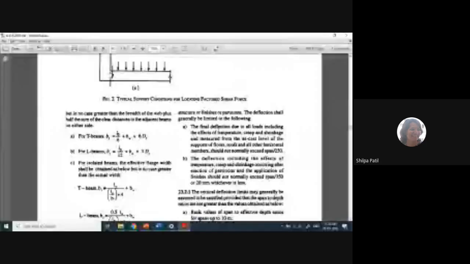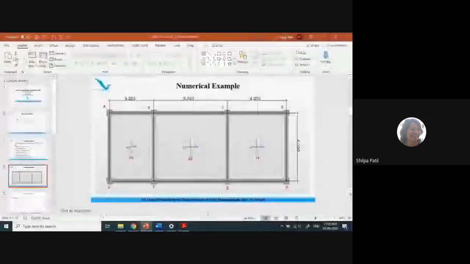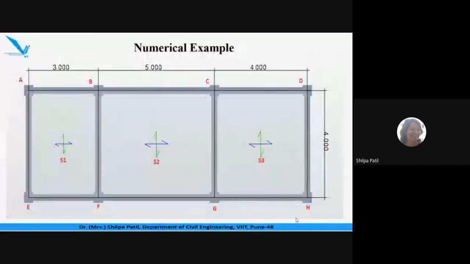Now, two different formulas you can find out here. For T-beam, the width of the flange is given, and for L-beam, a different formula for the width of the flange is given. Why am I showing all this? Because if you go back to our diagram, in the earlier problem we designed an intermediate beam, which was like a T-beam.